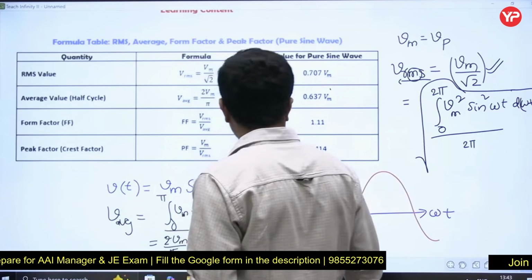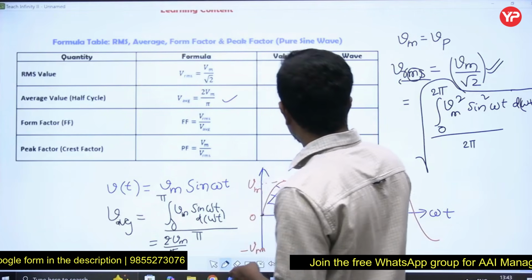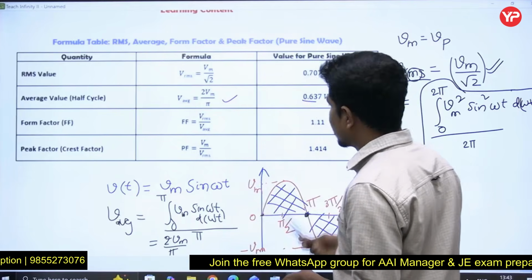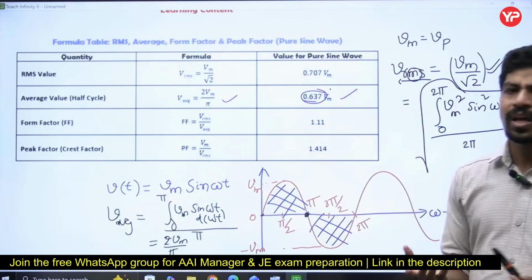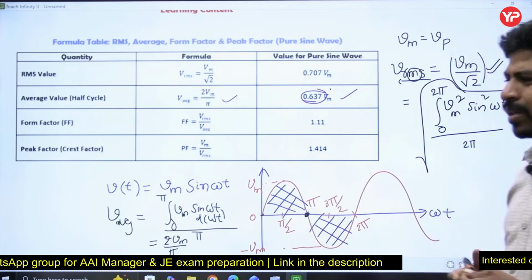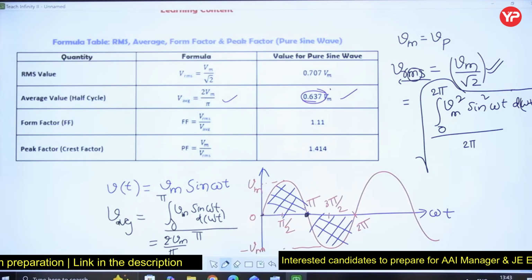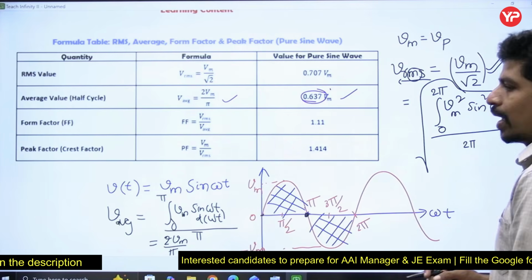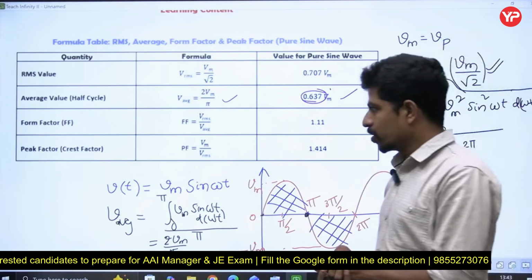If you take the full wave, it is 0. Yes, for full wave it is 0. 2 Vm by pi, how much is it? 0.637 times Vm. So it is always better to remember this value also, because in the examination pi is 3.14, and doing the calculation 2 divided by 3.14 is a little hectic process. That's why I am asking you to remember those values, which is better for your preparation.